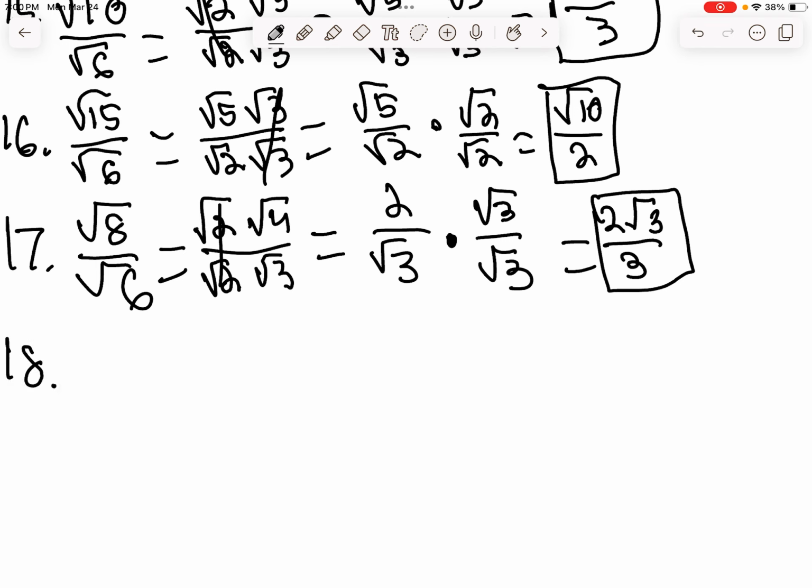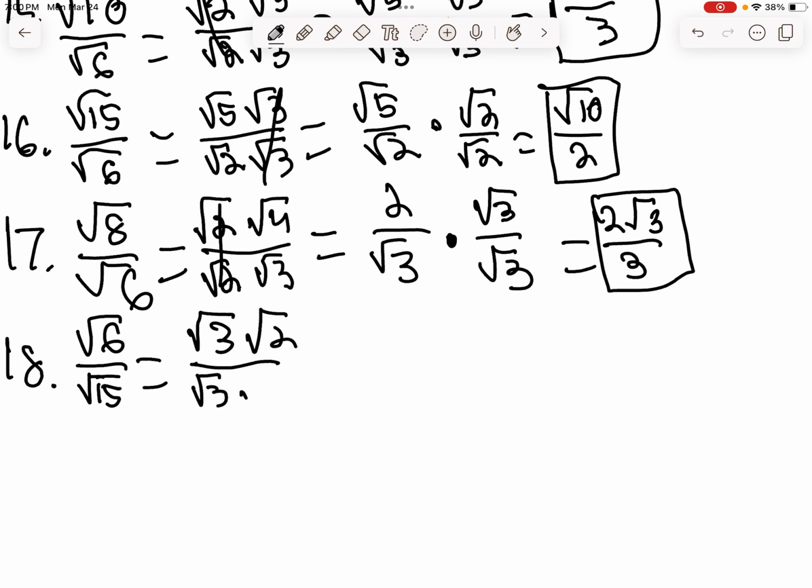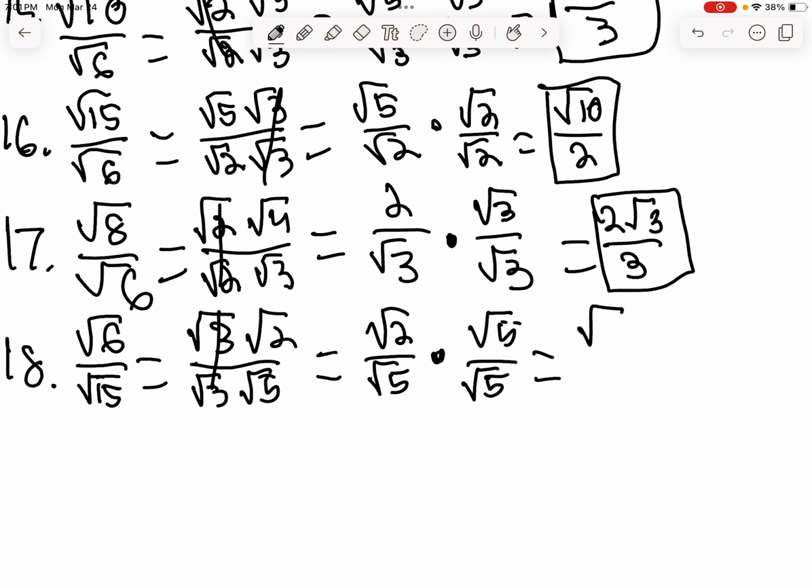Number 18. Square root of 6 over square root of 15. Square root of 3 times the square root of 2, over square root of 3 times the square root of 5. Cancel out. You get 2 things that can't really be simplified. So we're going to multiply by the square root of 5 over the square root of 5. You're going to get the square root of 10 over 5. Only 2 more problems to go, guys. We got this.